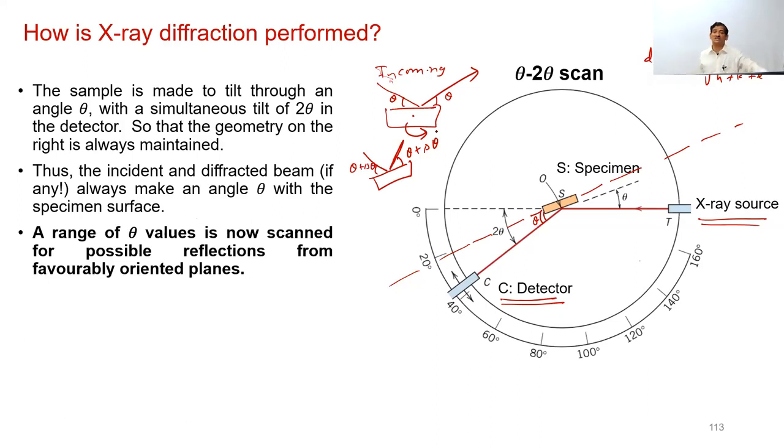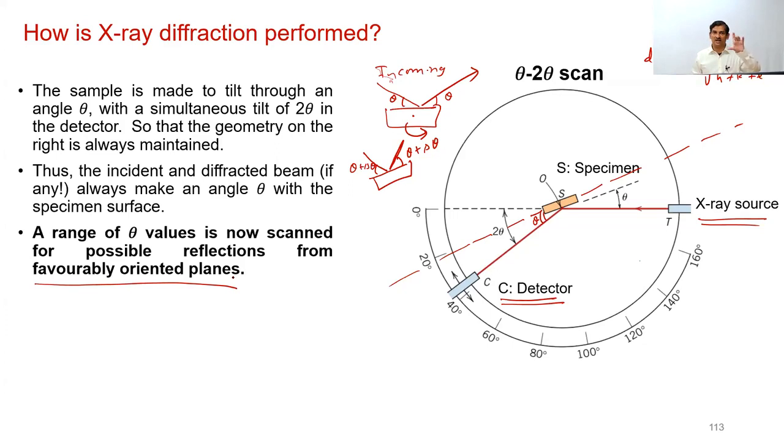Now the machine scans the whole range of theta values, trying to capture any possible reflections from grains or crystals in the material that may be favorably oriented, such that they are in a position to give a diffracted beam. So the key point here is favorably oriented planes. Not all grains will be in a position to diffract. Because of this geometry, only those crystals where the planes are parallel to the surface will be able to satisfy this reflection geometry which we are imposing on the material.